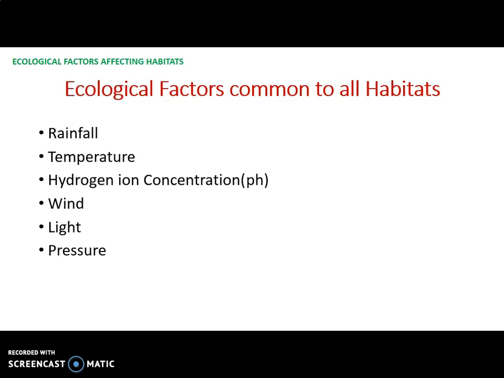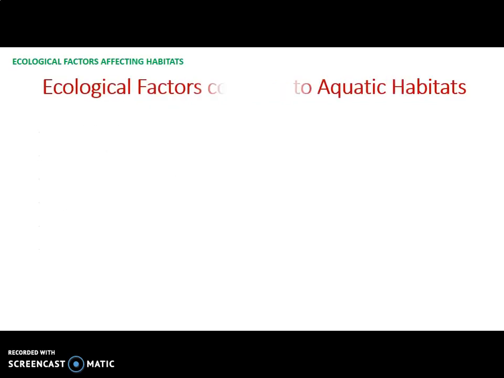Now, having known the ecological factors common to all habitats, let's look at the ecological factors that are common to aquatic habitats. First, we have turbidity, or we call it transparency. This refers to the amount of suspended materials inside water. The transparency of water is being regulated by the amount of suspended materials that are embedded inside water.